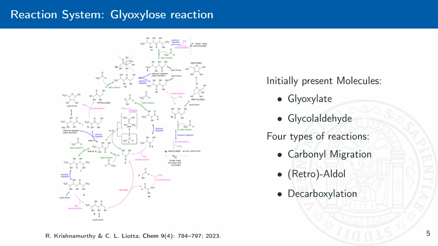So, with our modeling framework defined, let's have a quick look at a simple case study. The system we chose to model is the recently proposed glyoxylose reaction by Ramanarayanan Krishnamurthy and Charles Liotta. It is a variation of the well-studied formose reaction and is therefore interesting from a prebiotic chemistry and origins of life point of view. It involves glyoxylate and glycolaldehyde as initial molecules, as well as 4 reaction mechanisms: a carbonyl migration, an aldol addition and its reverse reaction, the aldol cleavage, as well as a redox-neutral decarboxylation.